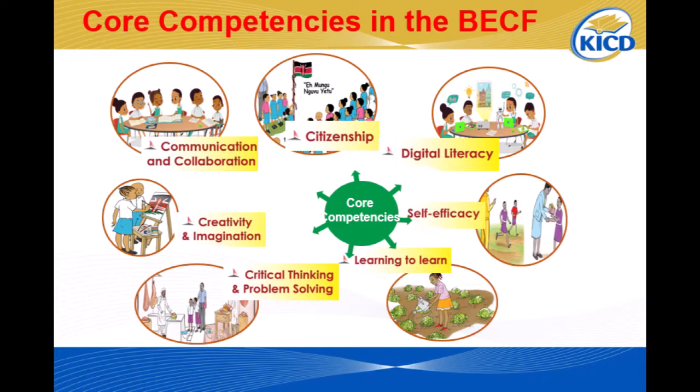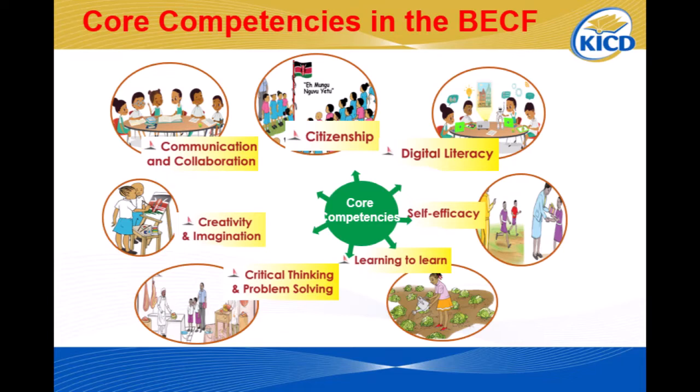We have 7 core competencies. As you can see here, the pictorial is very good. The communication and collaboration skills. Then we have what we call creativity and imagination. Another one is called critical thinking and problem solving. Citizenship, another core competence. Digital literacy, then self-efficacy, and then what we call learning to learn. Those are the 7 core competencies.